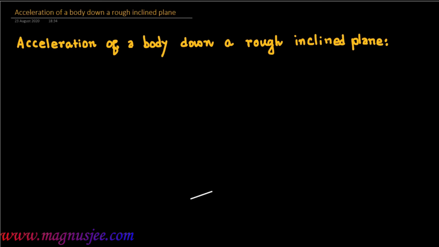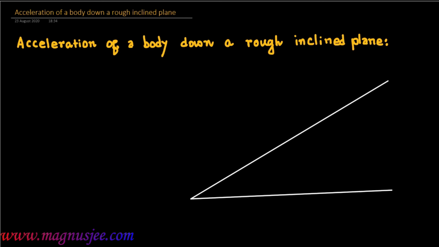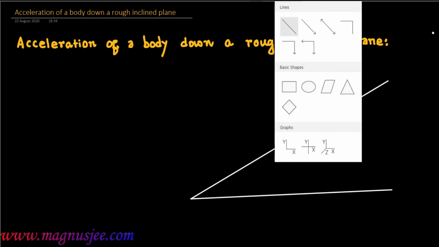Acceleration of a body down a rough inclined plane. So this is the inclined plane, the rough inclined plane. Horizontal plane and vertical plane will be drawn.